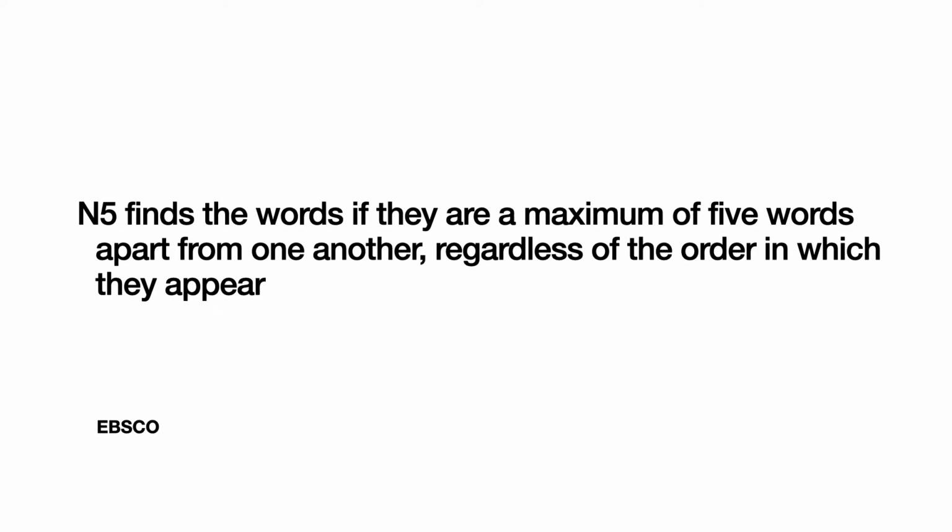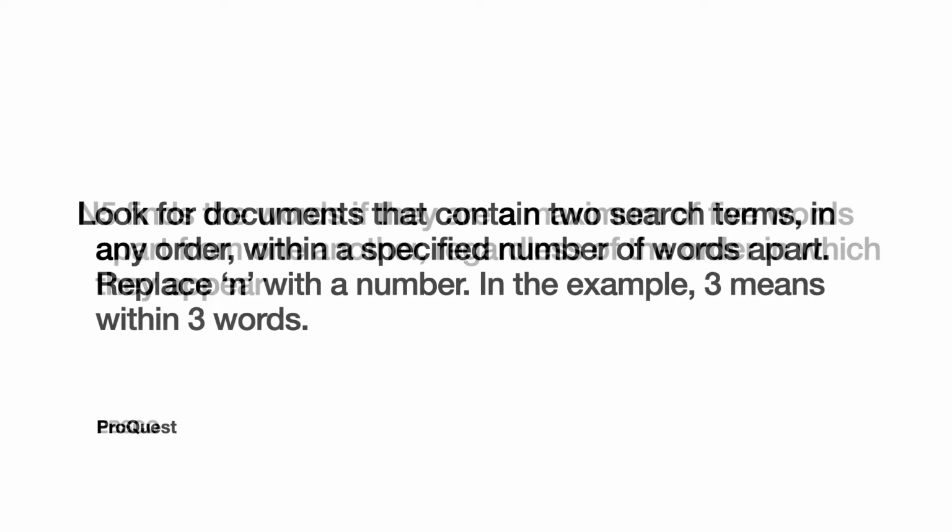This is what EBSCO tells us. N5 finds the words if they are a maximum of 5 words apart from one another, regardless of order. Okay, that's a slightly less elaborate statement, at least. I think we can understand what they mean by that. Let's see what ProQuest have to say. Now, for ProQuest, they tell us this.